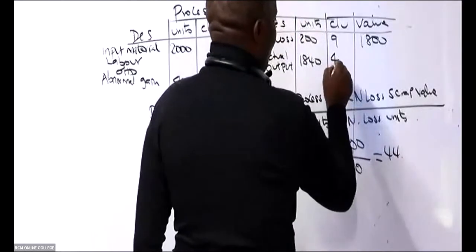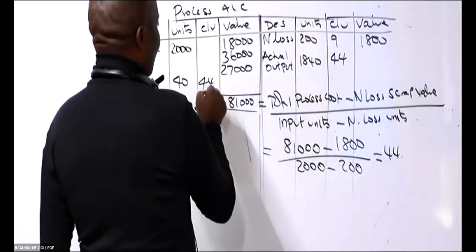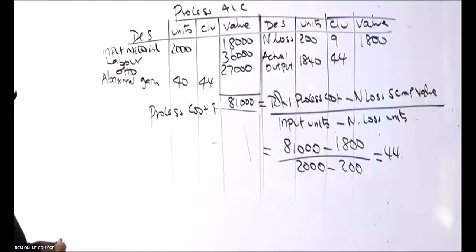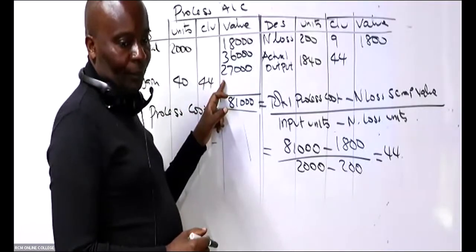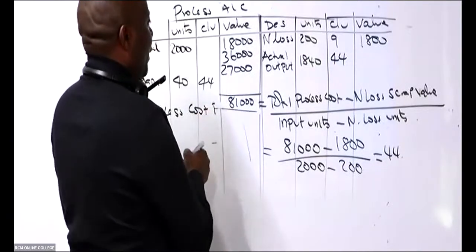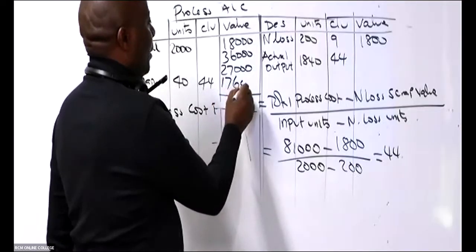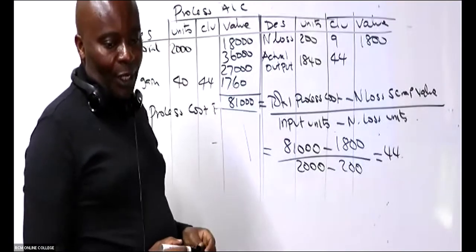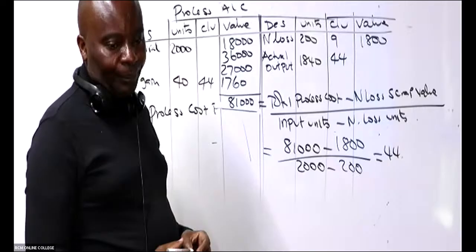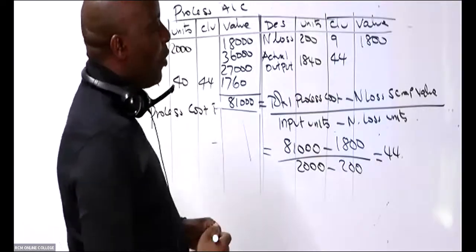So this 44 is what you put there and here. That is what you put there and like that. So then you multiply. So 40 times 44. Can somebody give me this 40 times 44? How much are we getting here? 1760, I'm told. And then we have 1840 times 44. 8,960.